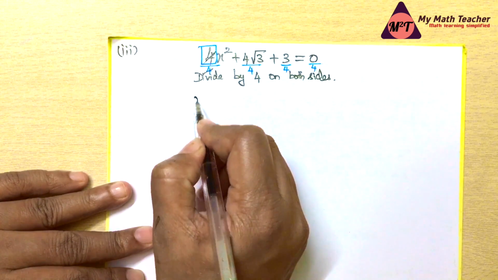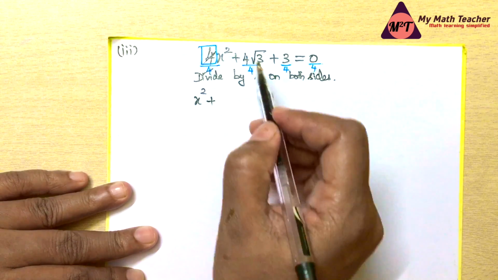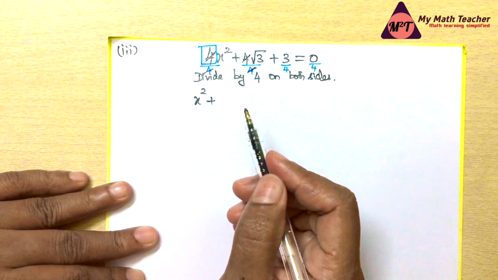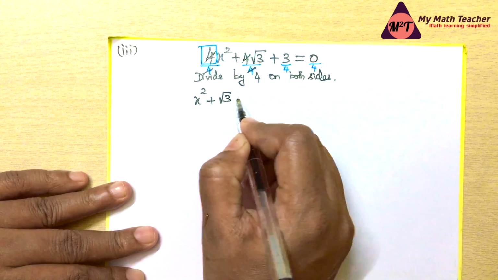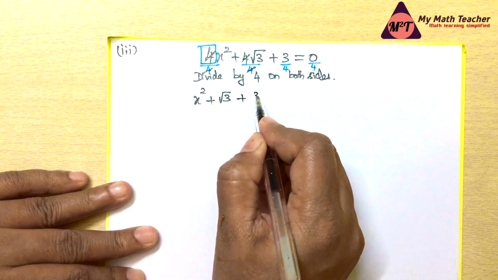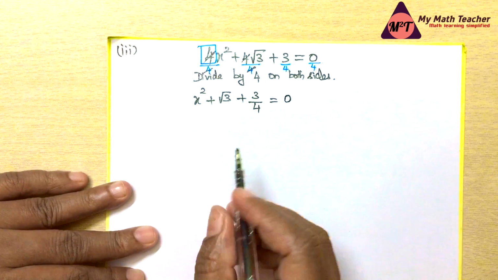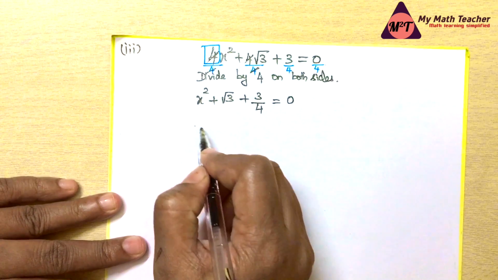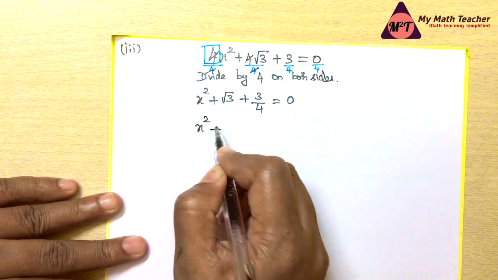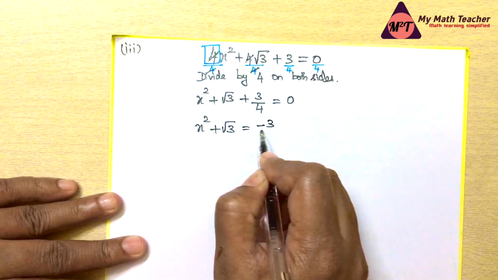So we can rewrite this equation x square by, here again 4 root 3 divided by 4. This 4 can also be divided. So it will be simply root 3 plus, here we have 3 by 4, which is equal to 0 divided by any number is 0. What is the next step? Shift this constant to the other side. That is x square plus root 3 is equal to minus 3 by 4.